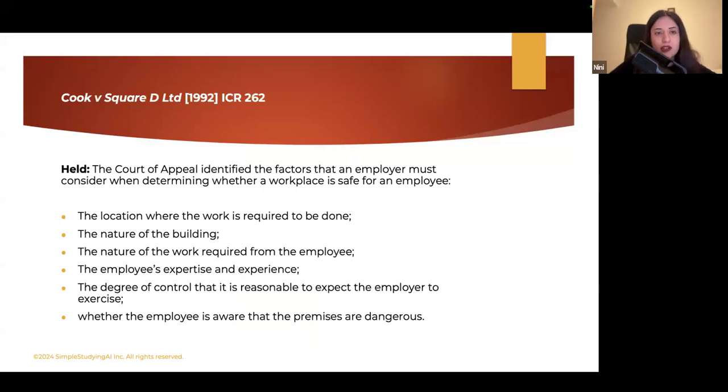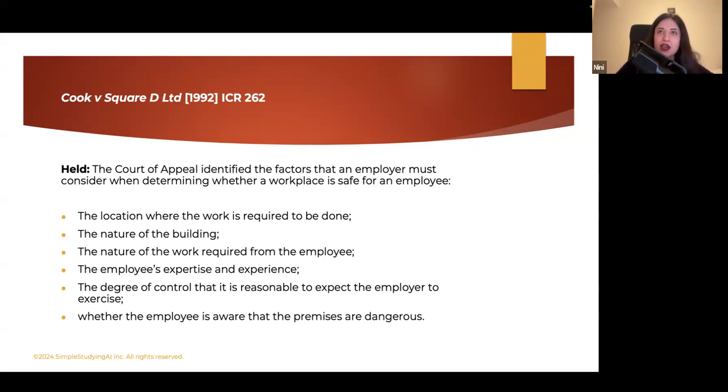Cook versus Square Ltd, 1992. The Court of Appeal identified the factors that an employer must consider when determining whether a workplace is safe for an employee. The location, whether the work is required to be done, the nature of the building, the nature of the work required for the employee's expertise and experience, the degree of control that is reasonable to expect the employer to exercise, whether the employee is aware that the premises are dangerous.